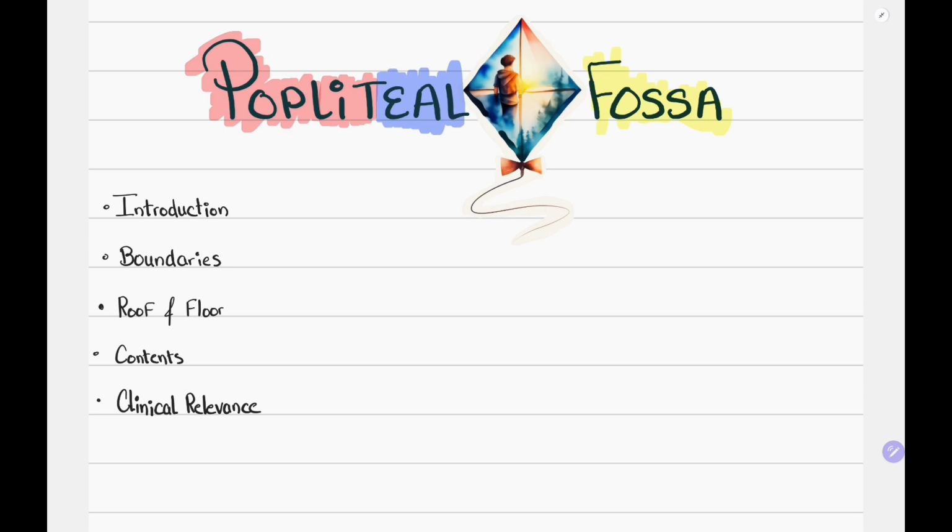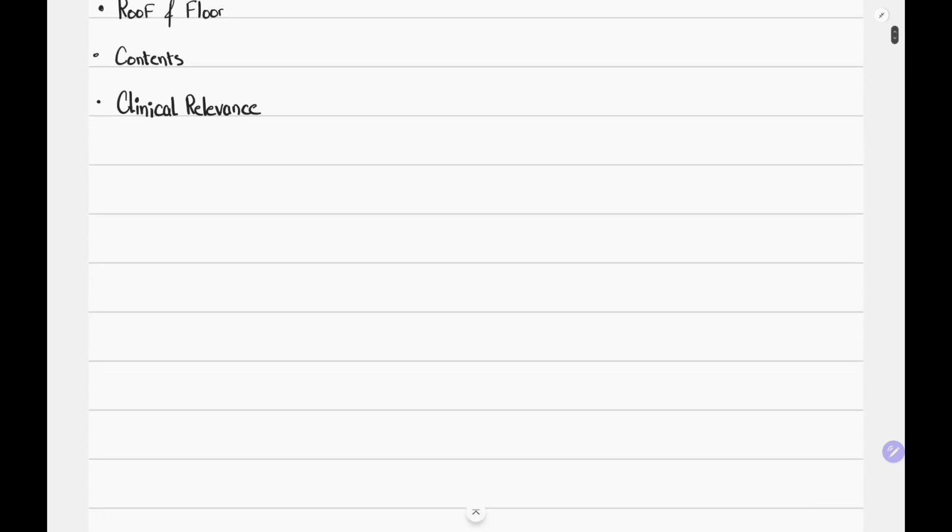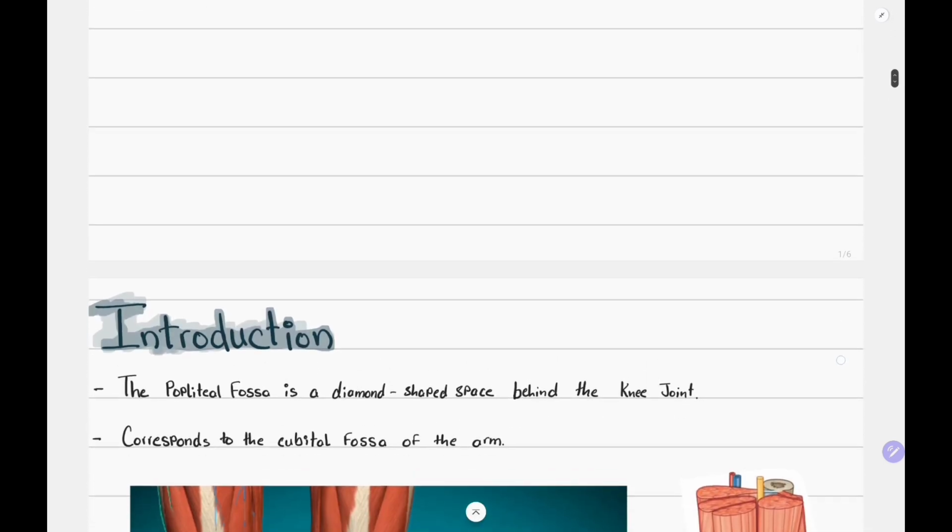popliteal fossa. I've made a diamond shaped kite here just to make you fit in your mind that something is related to diamond shape here. So without wasting any further time, let's move ahead.